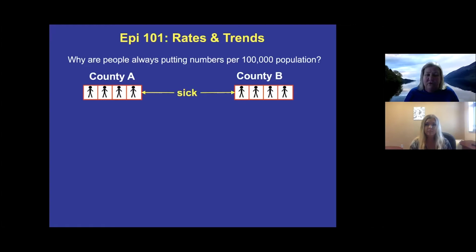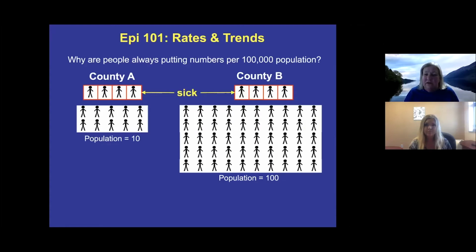But if we have 2 counties, County A and County B, and both of these counties have 4 sick people, say 4 people with COVID, it's really hard to say anything about those 2 counties unless we knew how many people were actually in the counties. So in this example, County A has only maybe 10 people, whereas County B would have 100 people. And you can just see, looking at this, that County A is going to be much more affected by these people being sick than County B is, because it's a much larger percent of their population that's sick than what you see in County B.